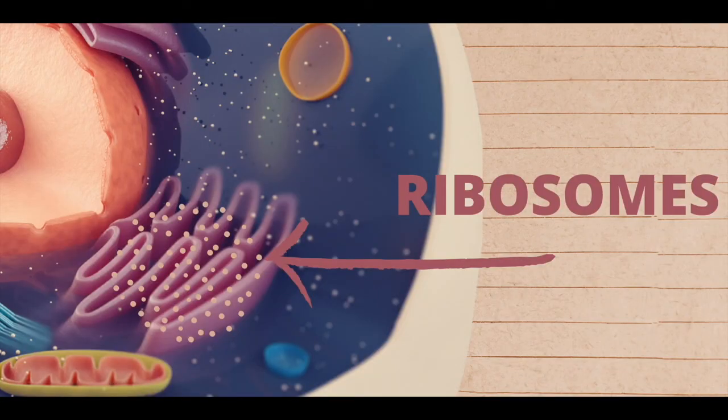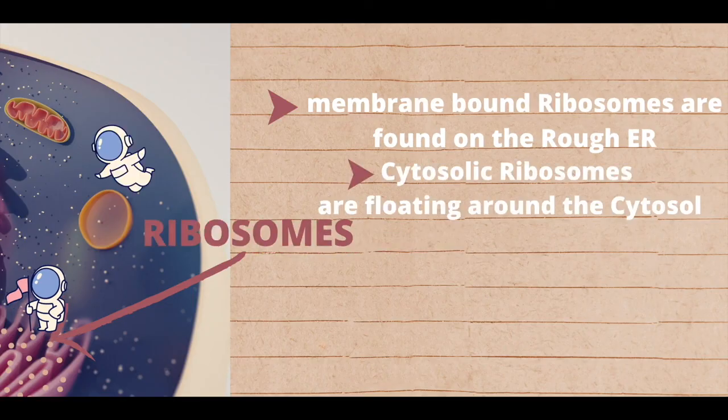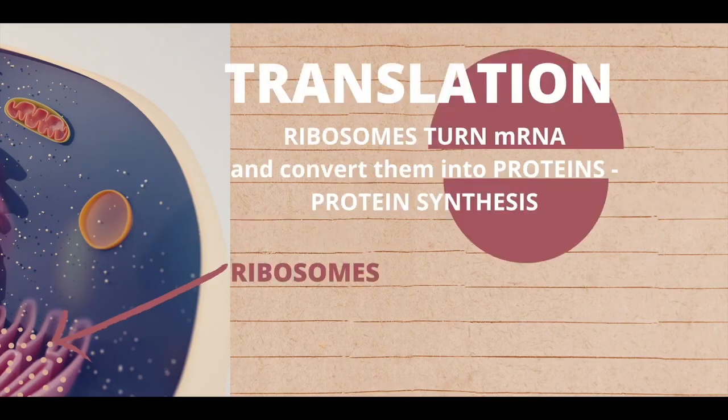Remember, ribosomes are found on the rough ER, and that's what makes them rough. So these ribosomes are called the membrane-bound ribosomes. They're also found floating around freely in the cytosol. So these are called free ribosomes or cytosolic ribosomes. So ribosomes actually look a little more like this. They're not just like one flat circle. They have two parts. They have a large top and they have a smaller bottom.